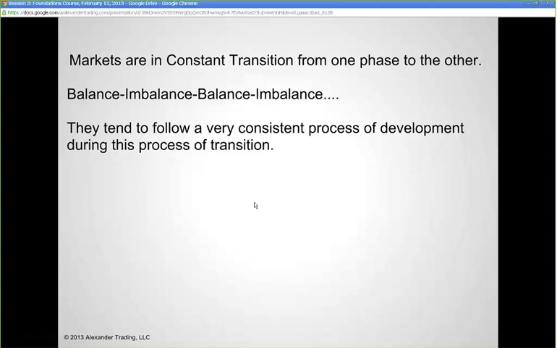Markets are constantly in transition from one phase to another: balance, imbalance, balance, imbalance. They tend to form a very consistent process of development during this transition, and this is what gives us an edge. We're identifying a market phase of larger degree than the one we're trading, and then we take the one we're trading and identify trade opportunity. That is all we're doing.